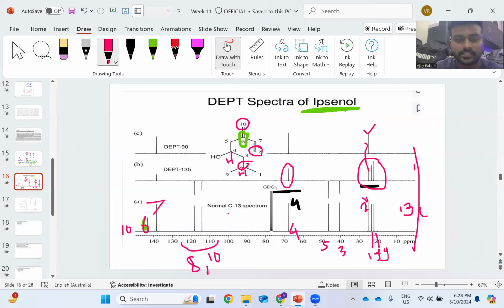So in this way, you can assign each and every signal from this epsilon molecule. By using only the 13C NMR spectra, 13C, DPT-90, and DPT-135, by using these three spectra, we can assign each and every signal in this molecule. This is one of the traditional examples generally shown to explain the use of these DPT spectra or DPT techniques, to assign which signal belongs to which carbon.